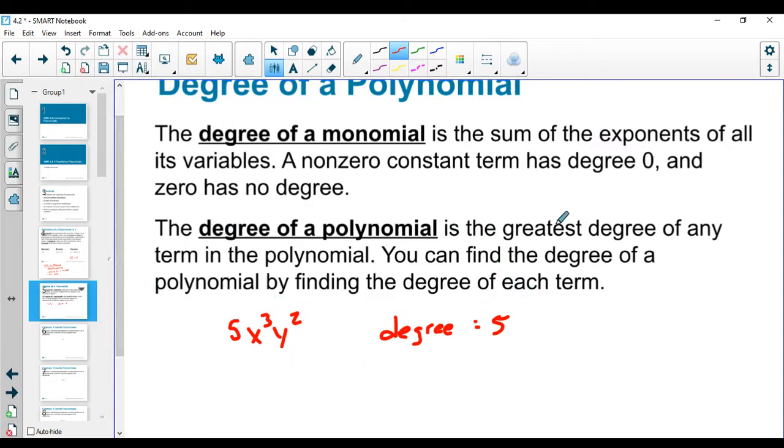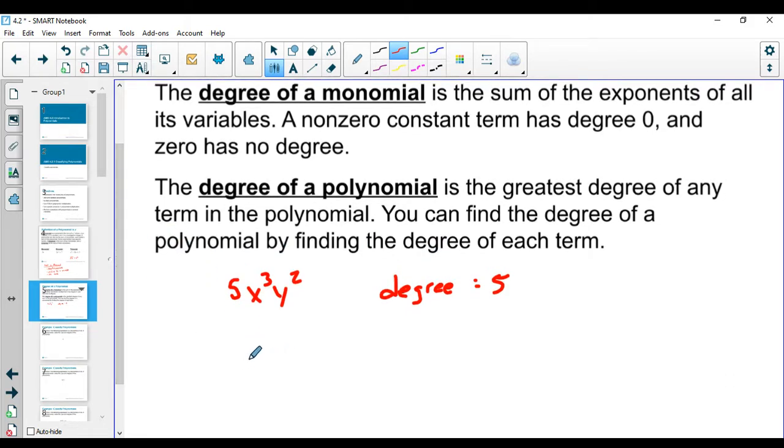The degree of a polynomial is the greatest degree of any term in the polynomial. You can find the degree of the polynomial by finding the degree of each term. So if I had 5x to the fifth minus 4x squared plus 1, then the degree would also be 5 because it's just the highest number wins.